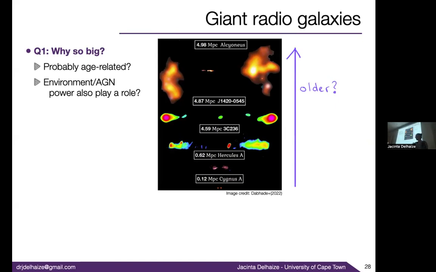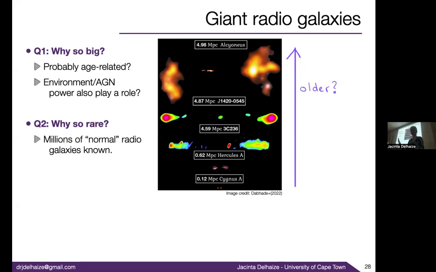Maybe their environment: are they in less dense environments, so that the jets are not inhibited and they can grow out to huge sizes? Is the AGN power, you know, the accretion of the black hole, the power of the black hole, playing a role? Maybe, but the results are inconclusive. We've actually found GRGs in a whole range of environments with a whole range of jet powers.